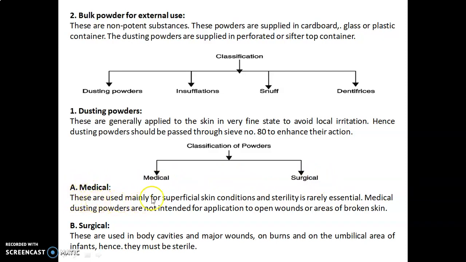These are used mainly for superficial skin conditions and sterility is rarely essential. Medical dusting powders are not intended for application to open wounds or areas of broken skin. Surgical ones are used in body cavities, major wounds, burns and on the umbilical area of infants, hence they must be sterile.